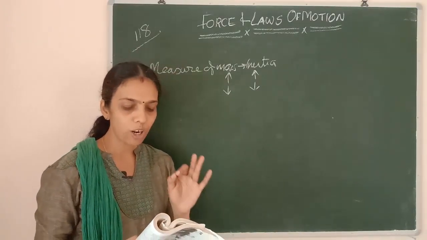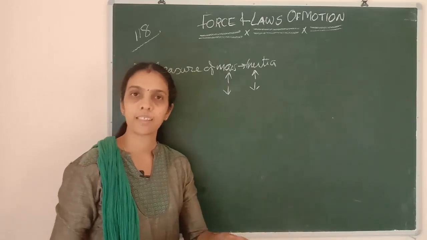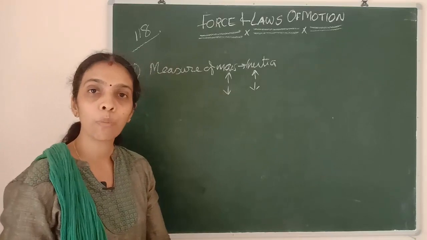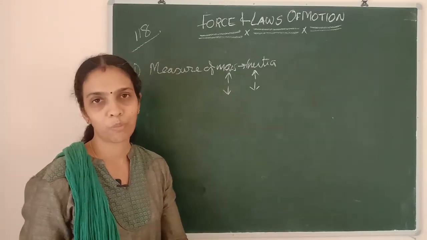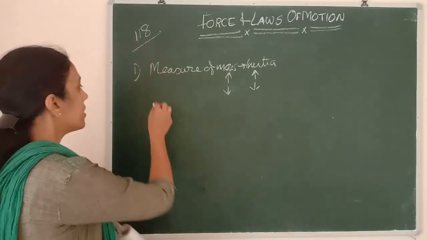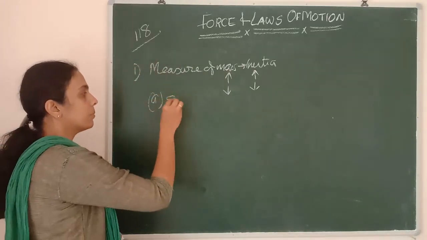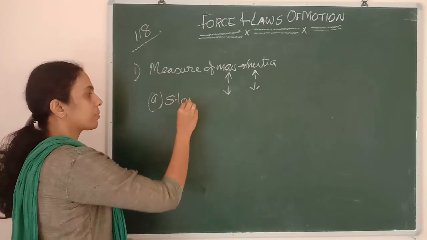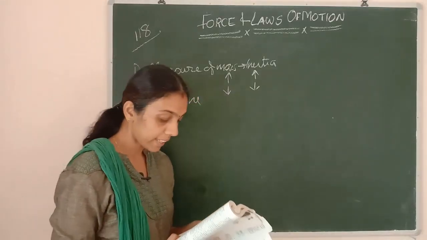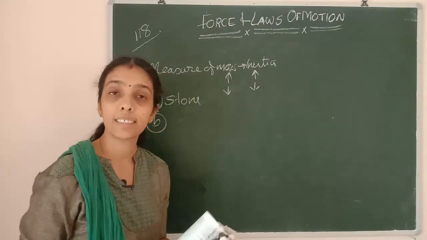A rubber ball and a stone of the same size. Okay, rubber ball or stone, which one will have more mass? Stone will have more mass, right? So it will have more inertia. So the first one is stone. Stone has more inertia. Now the second one, a bicycle and a train.